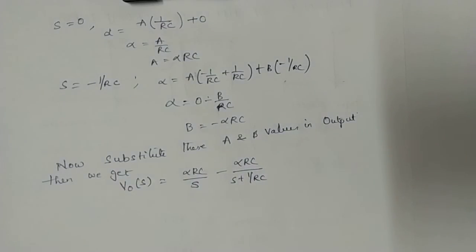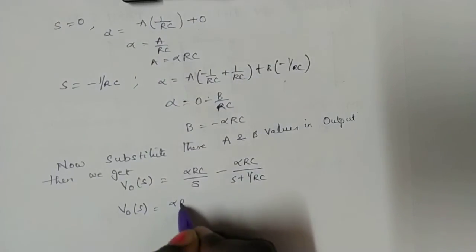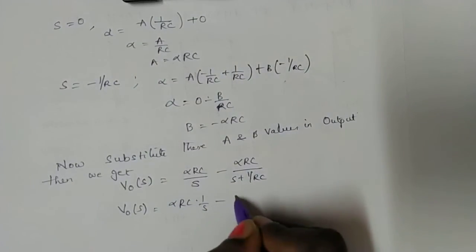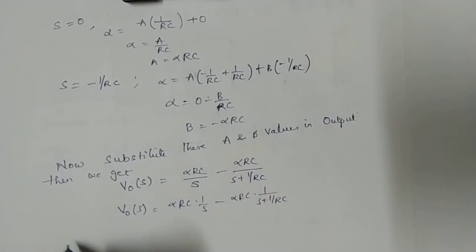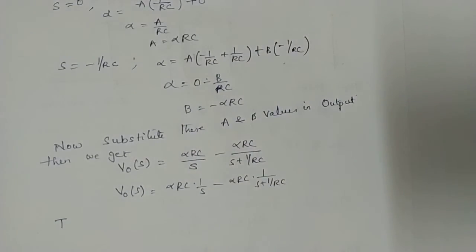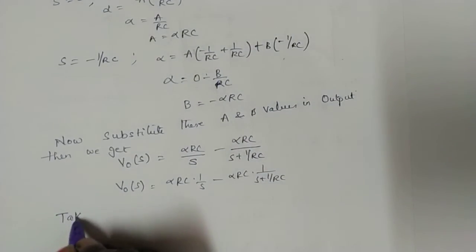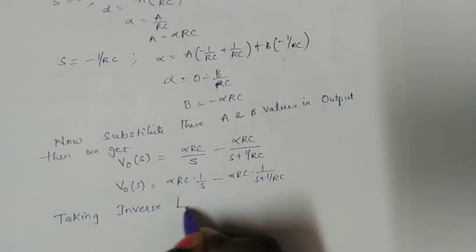Now we have to take the inverse Laplace transform in order to get the output equation in terms of time domain t. This can be represented as V naught of S equal to alpha RC into 1 by S minus alpha RC into 1 by S plus 1 by RC. Now taking the inverse Laplace transform in order to convert this S domain into the t domain.